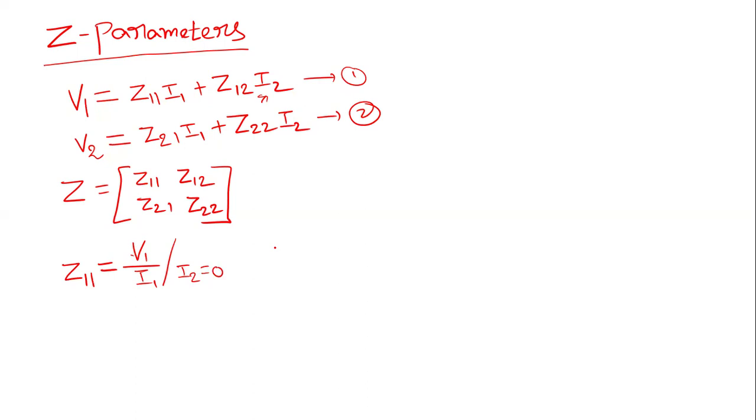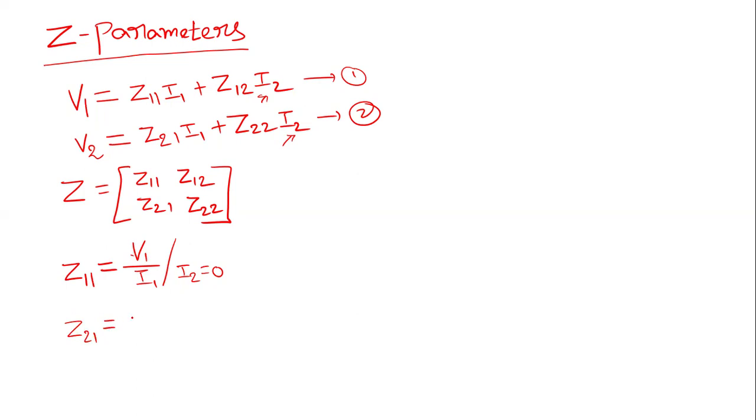Remember, V1, V2, I1, I2 are variables; we can vary those values. Whereas Z11, Z12, Z21 and Z22 are fixed values, parameters that remain the same for a given two-port network. We cannot change those values. The only thing we can do is make I2 as 0. If you make I2 as 0, then we can determine Z11 as V1 by I1 when I2 is 0. Similarly, when I2 is 0, in the second equation, what is Z21?